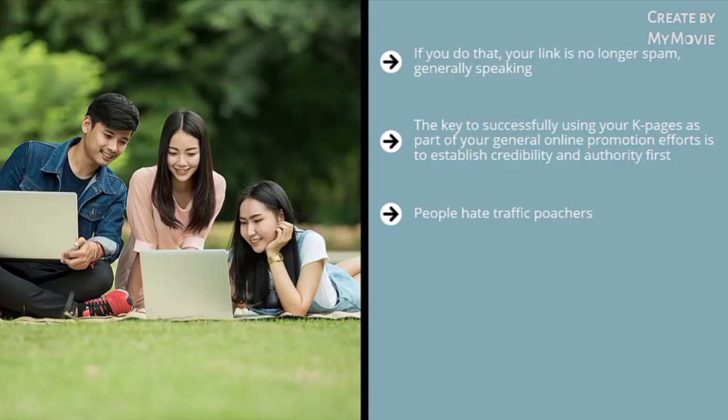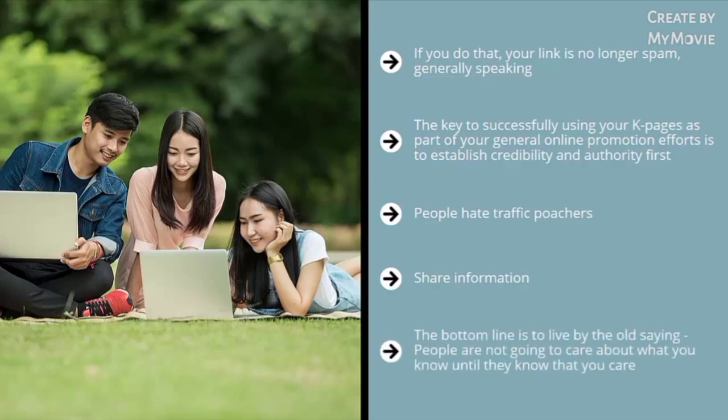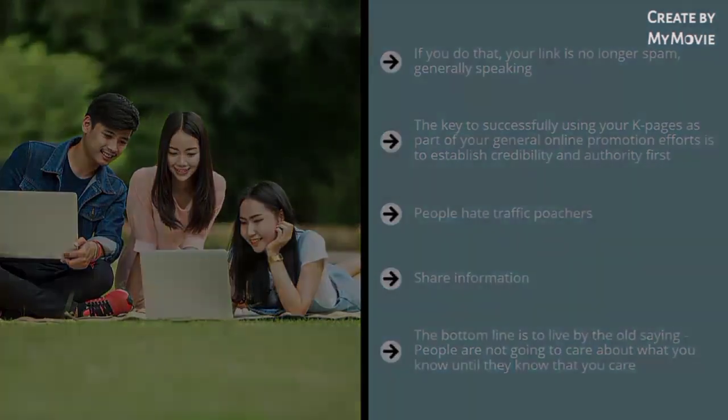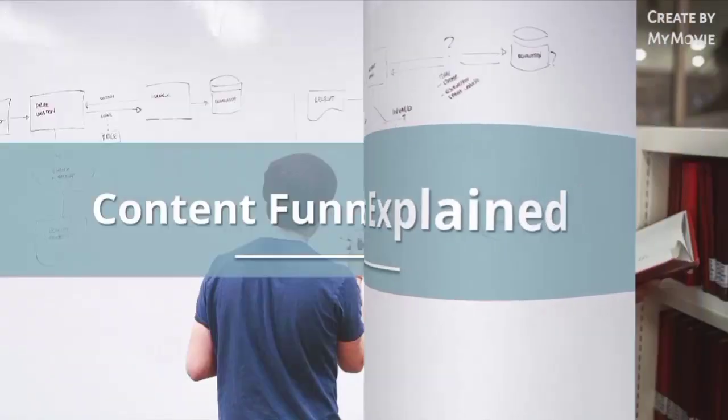You don't want to be that person, and how do you know you care? Share information. Go out of your way to help people, and then when you drop that link, your site will pull in people and then push them down the content funnel. The bottom line is to live by the old saying: people are not going to care about what you know until they know that you care. Get that? Good.